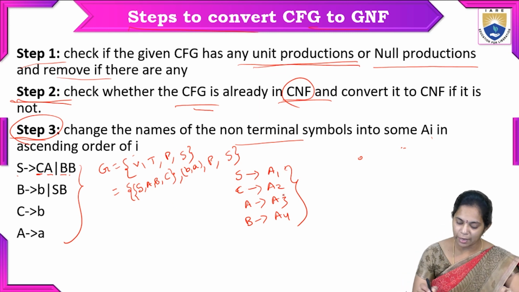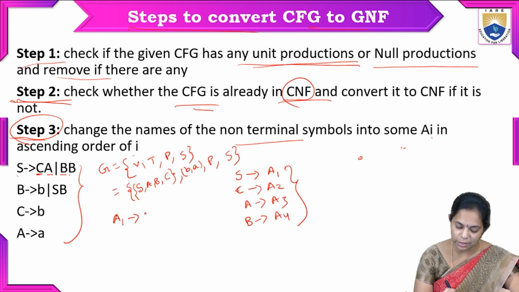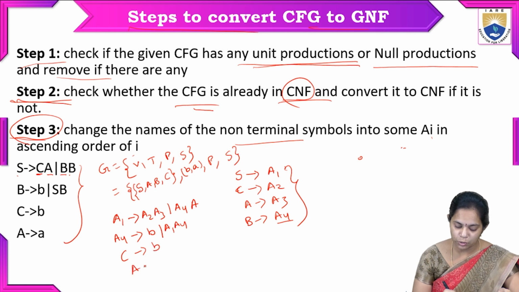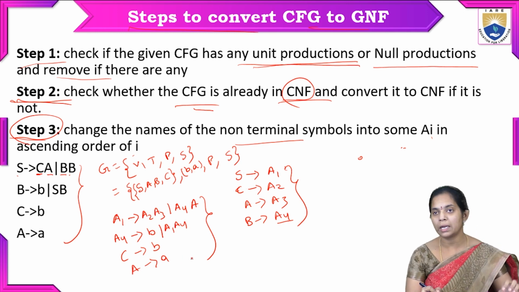So this is the third step, and after that, let me write this. After assigning names in ascending order, we have to convert this grammar using these names. S is nothing but A1. A1 tends to C, which is A2, A3, A4, A4. And next B is nothing but A4. So A4 tends to terminal, and S is A1 and B is A4. And next C tends to B, A tends to A. So after the third step we got the grammar like this.